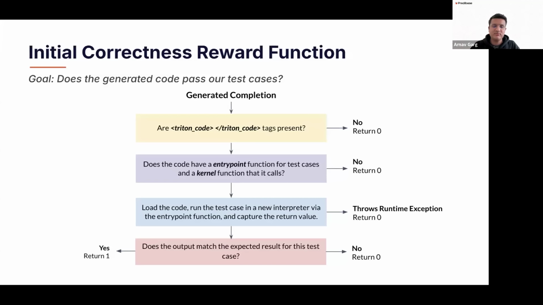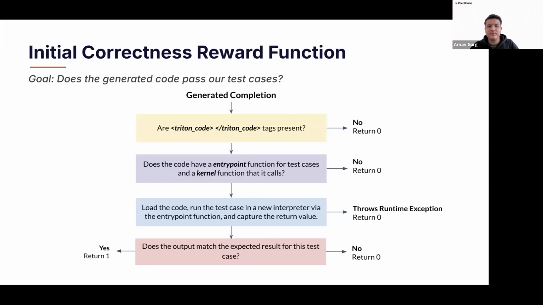Now, two things might happen here, three things really, right? It might throw an exception, which means that there's a compile time error or a runtime error because Triton kernels are just-in-time compiled, in which case it will return a reward of 0. But in case it doesn't throw an error, it might either get the answer correct or wrong. So if it gets it correct, it will return a reward of 1. Otherwise, it will return a reward of 0, right?